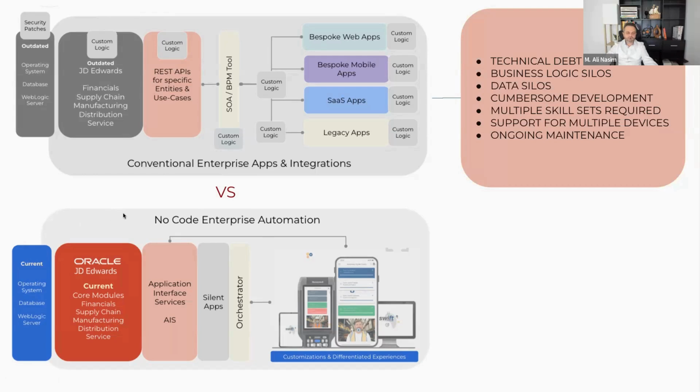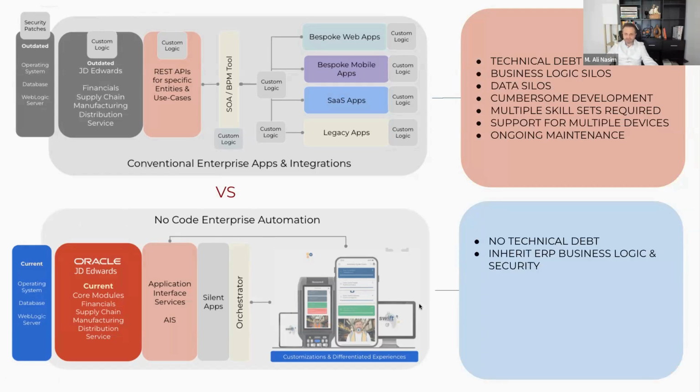And if the customization that you already have inside of your ERP, leverage all of them as is and not duplicate them here and on this layer, which basically means there's minimum to no technical debt, and you inherit the ERP business logic and security. The data becomes real time. The system of record is well defined, be it the ERP or other cloud applications or in-house applications.